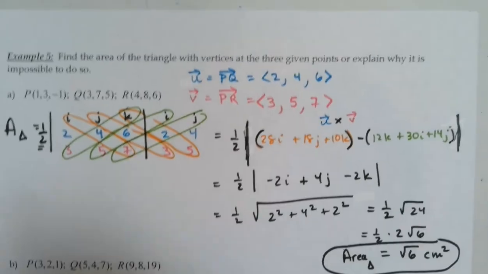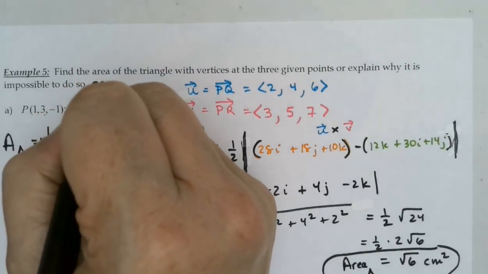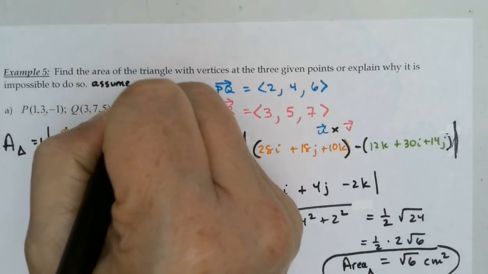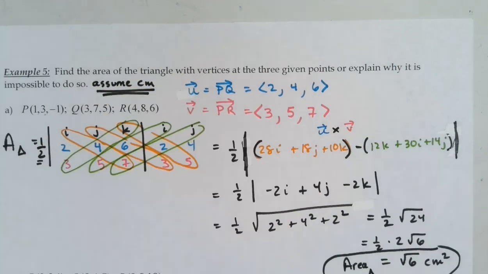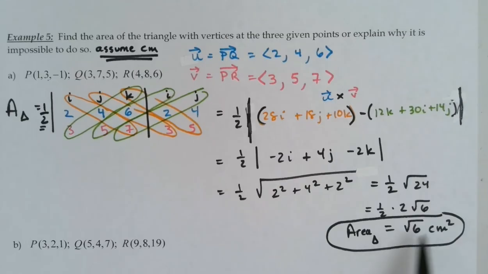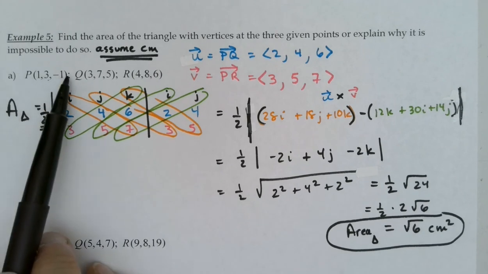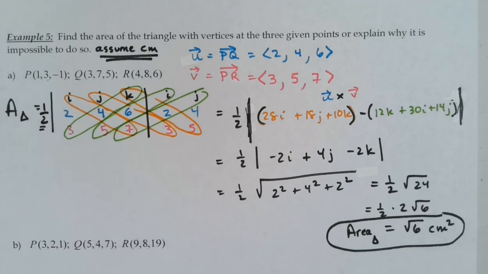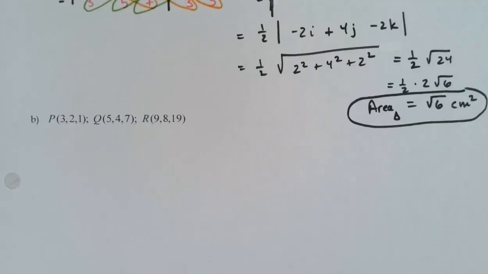I meant to put this up here: assume centimeters as our unit. So if we had centimeters as our unit, then this would be centimeters squared. So for example, if this was 1 centimeter, 3 centimeters, negative 1. And there we go. All right, what about the next one?